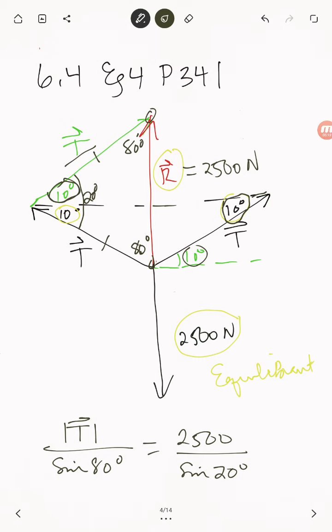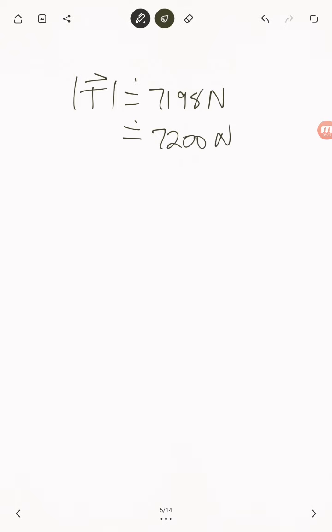Okay, if you do your math and isolate the magnitude of T, then you should come out with an approximate answer of 7198 newtons, or if you want to round it up, 7200 newtons, as they did in the textbook, but it doesn't really matter to me whether you do or not.